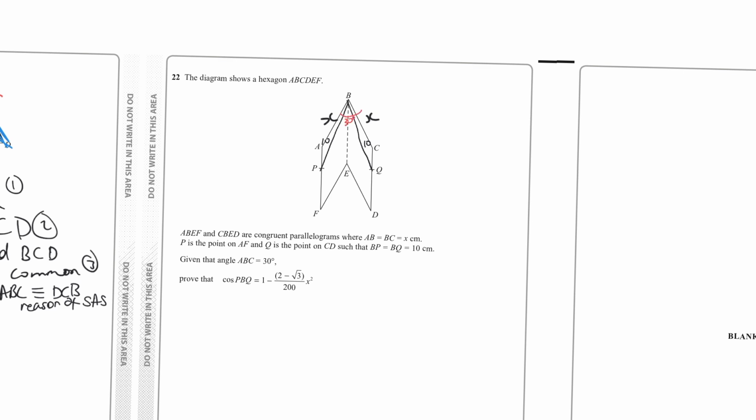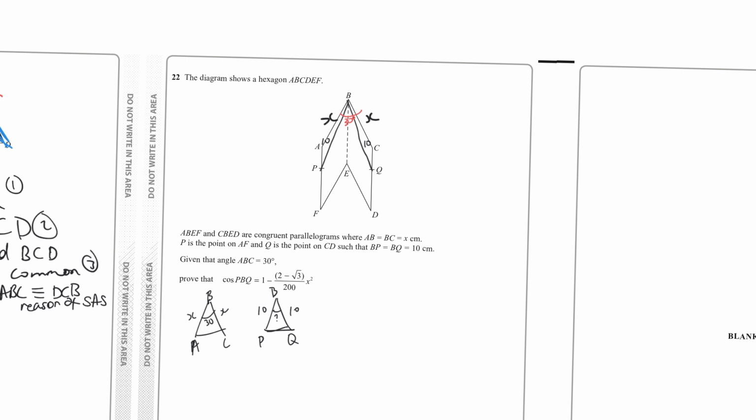Okay, and then it wants us to prove that. So what we're going to end up doing is drawing out the two triangles that we've kind of semi-formed. So I'm going to draw out our ABC, which has its angle of 30 and sides of X. And I'm going to draw out our triangle PQB, which we don't know the angle, but we know the sides of 10.